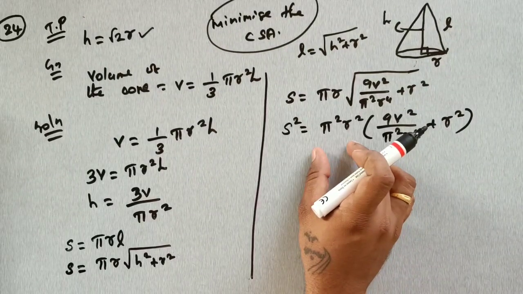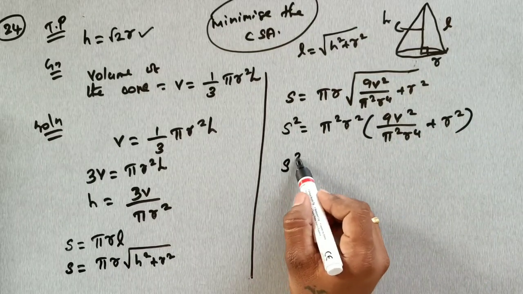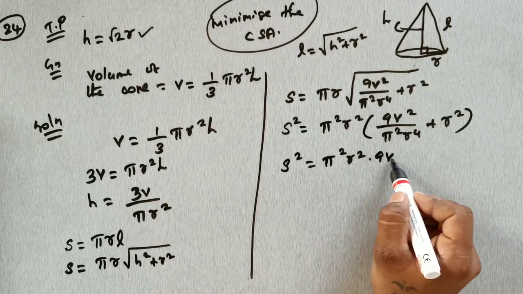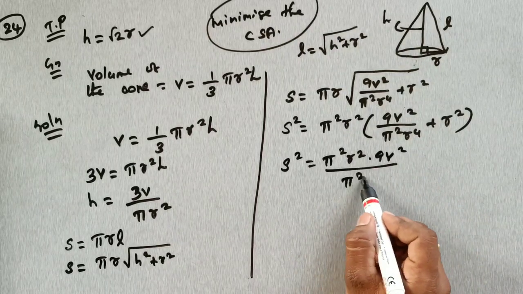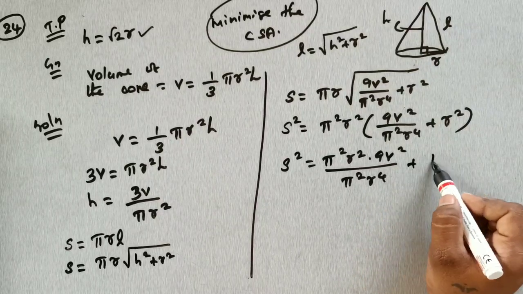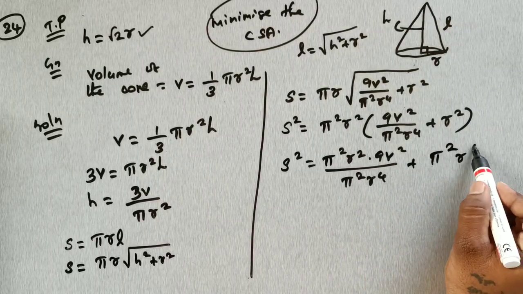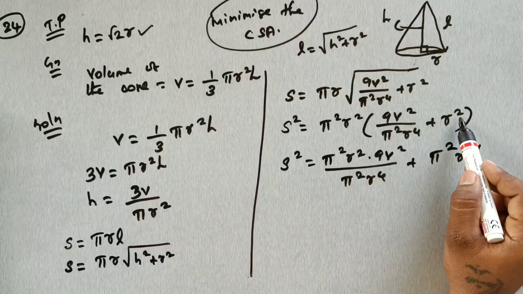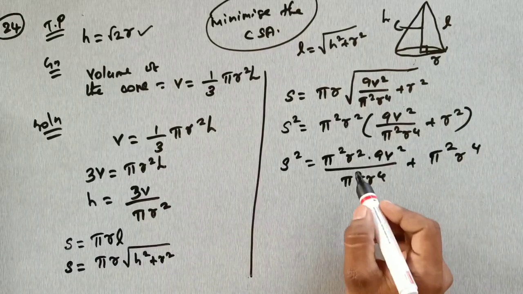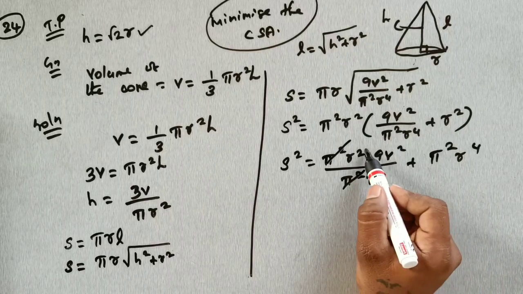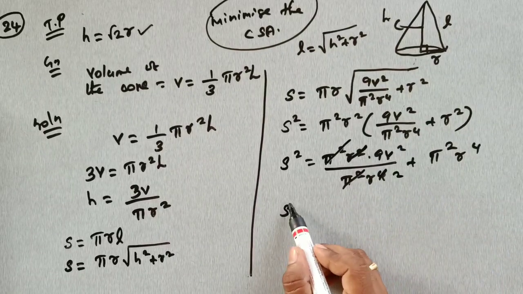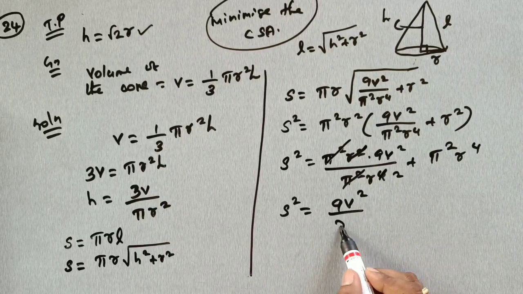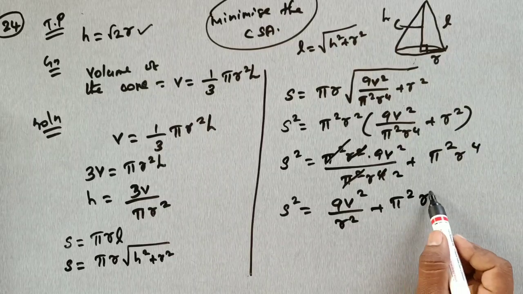So S square equals pi square r square, the square root will go, the remaining values will be 9v square by pi square r power 4 plus r square. Now multiply this pi square r square inside the bracket. So I get pi square r square into 9v square, divided by pi square r power 4, plus pi square r power 4 in the numerator, since pi square r square multiplied with r square gives pi square r power 4. We can cancel pi square with pi square, and one r square will go. So finally the S square value will be 9v square divided by r square plus pi square into r power 4.